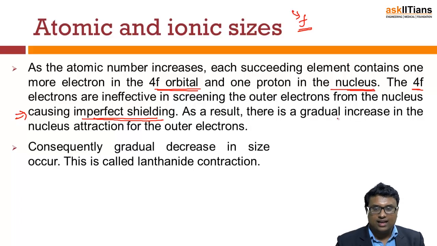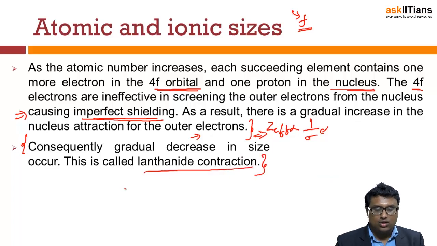As a result, there is a gradual increase in the nuclear attraction for the outer electrons. Once we know that there is a poor shielding effect, the effective nuclear charge increases, because effective nuclear charge is inversely proportional to the screening constant. Because of the poor screening effect, Z effective increases. As Z effective increases, the atomic radii decrease, because the nucleus attracts the electron cloud with higher force. Consequently, there is a gradual decrease in size. This is called lanthanoid contraction.